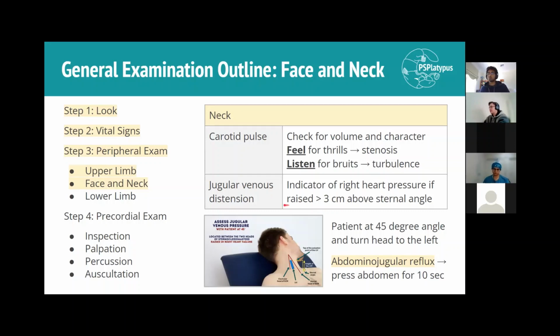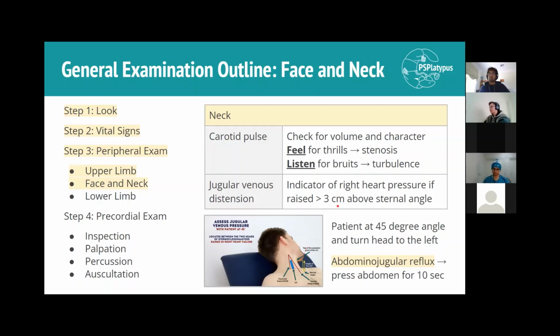So the internal jugular is like a direct look into the right atrium, and it's positioned right on top of the atrium. So you can have a really nice view of what the pressure is like within the right atrium. Now, if there's a lot of pressure in the right atrium, that could be a sign of potentially right-sided heart failure. And the way we can see that is the jugular vein, which you can see in the neck here, would be distended.